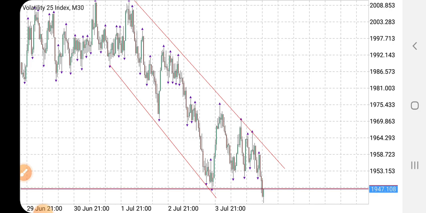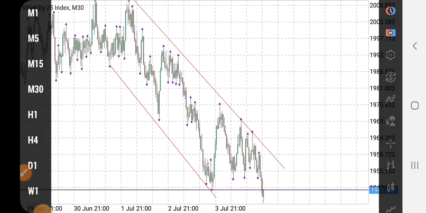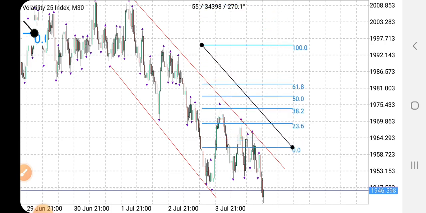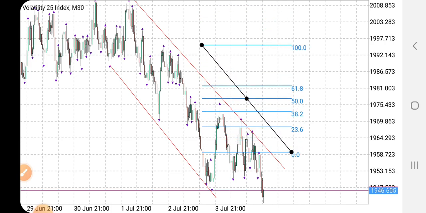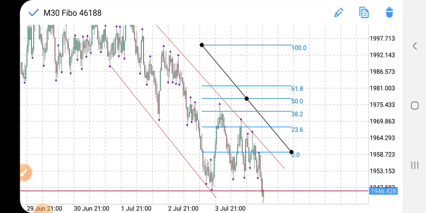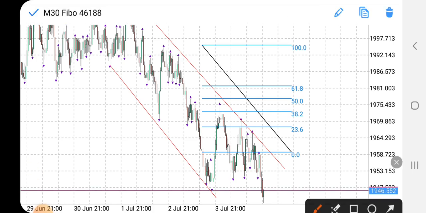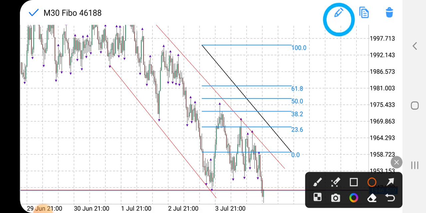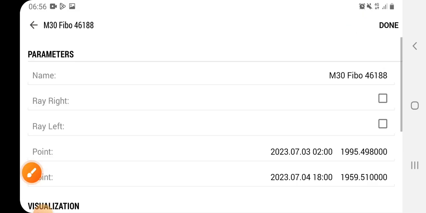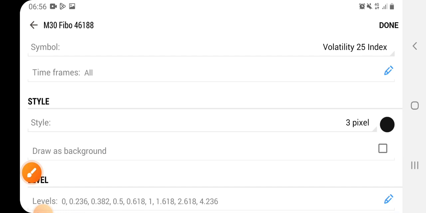We need one more tool for us to continue this strategy, and the tool we are going to be using is the Fibonacci retracement tool, okay, which is this tool. Before you start using it, I want us to make a few changes right here. Just click on the pen icon here, and scroll down to the levels.